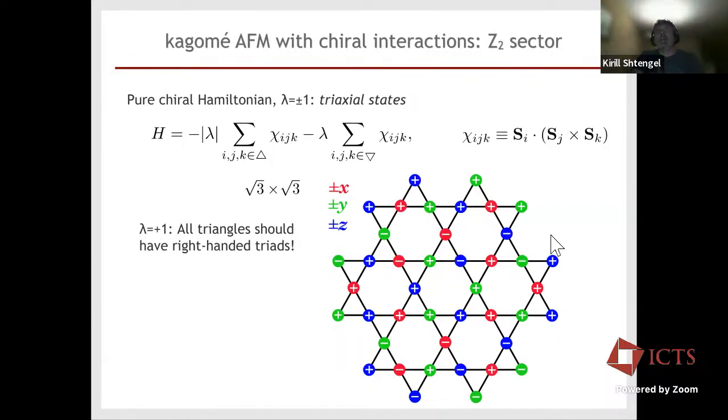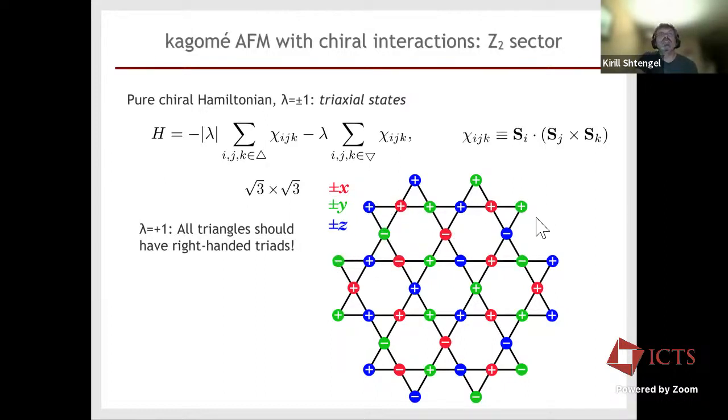And so I, for example, have shown a picture of how to assign this. Now there is a Z2 degree of freedom that, in addition to the color, lives on every triangle. That is where the particular spin points along the positive or negative x-axis, or positive or negative y-axis, and so on. And so not only do you have to pay attention to the colors, you have to pay attention to the signs.